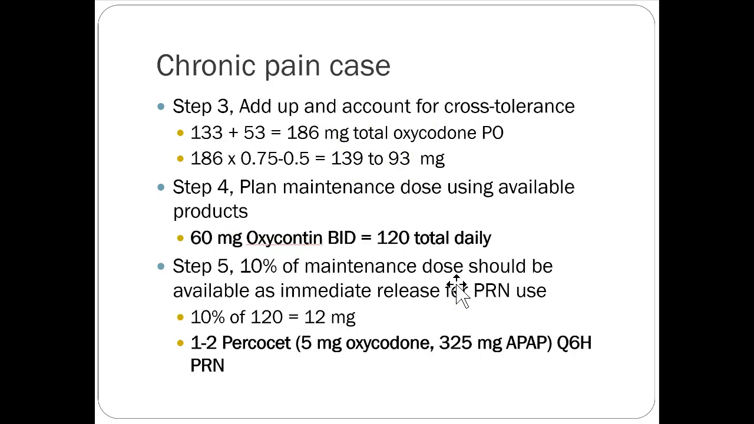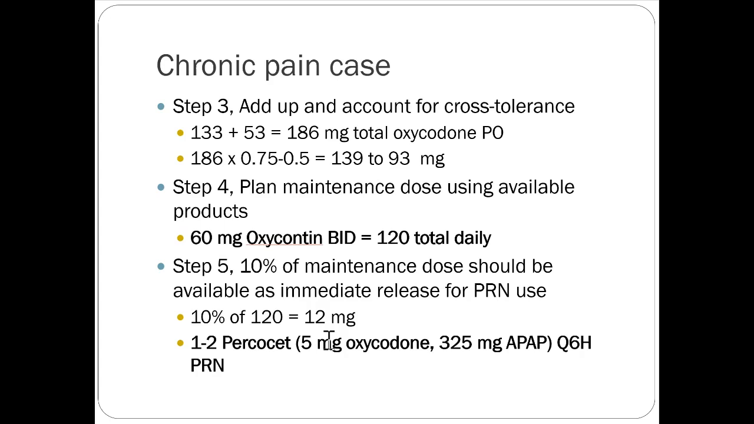This calculation and what we did on this slide is all about chronic pain management. The other step after that is one I don't really care about you knowing, but just for reference, technically what you would do is about 10% of this maintenance dose, and that should be available for immediate release as needed use. So that would mean 12 milligrams of oxycodone per day should be the least amount that you have available for your patient to take for breakthrough pain.